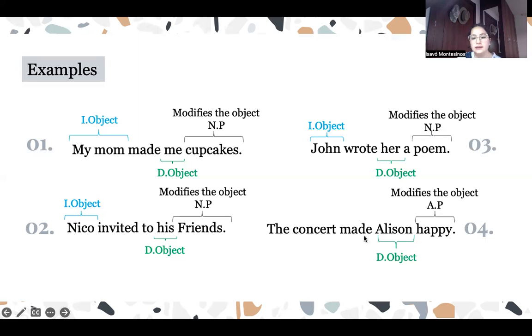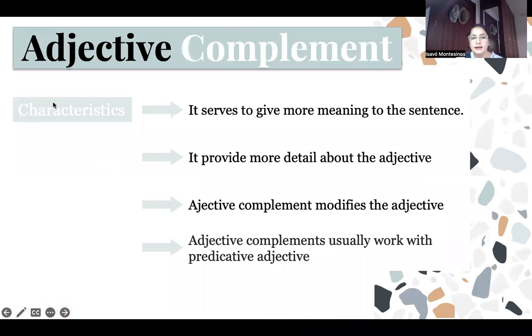The concert made Allison happy. Allison is the direct object, and happy is an adjective phrase because it modifies the object. Okay, it gives extra information about what the object is doing or its state. Okay, and adjective complement. It serves to give more meaning to the sentence. It provides more detail or extra information about the adjective and the subject or the object.